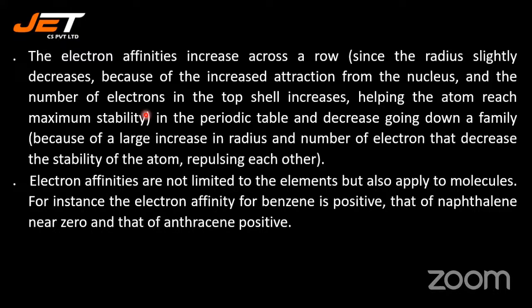For your competitive exam, what you need to know? Electron affinity increases across a row in the periodic table and decreases down the family. This is how you read it for competitive exams. Electron affinities are not limited to elements but also apply to molecules. For instance, electron affinity for benzene is positive, that of naphthalene is near 0, and that of anthracene is positive.